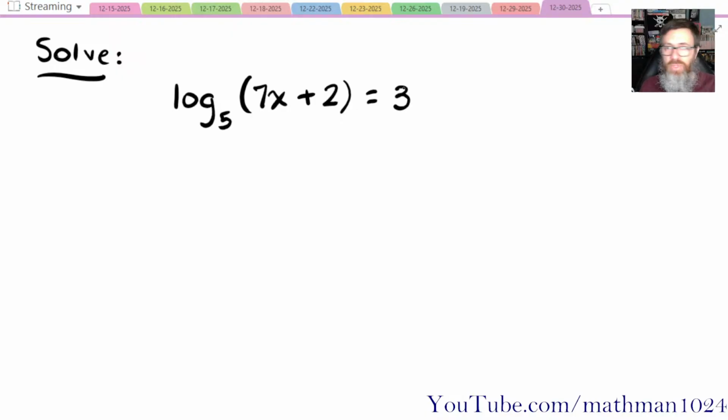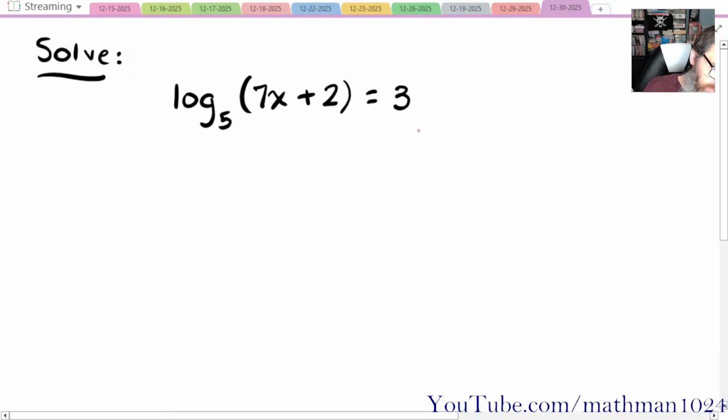We don't have something that's quadratic. We don't have absolute values. We don't have fractions. We don't have radicals. We have something that's logarithmic. And one of the main things that we do here is that we have to solve by rewriting this as an exponential equation. So your base is 5.